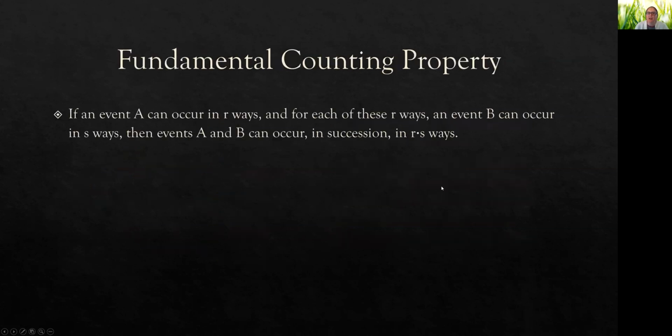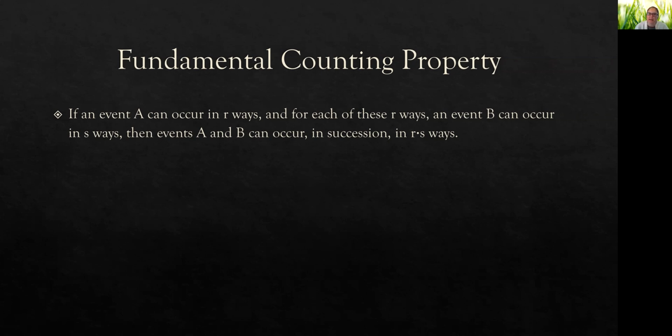Okay, but this brings us to something called the fundamental counting property. It says if event A can occur in R ways, and for each of those R ways, event B can occur in S ways, then if A happens first and then B happens, this can happen in R times S ways. Okay, so that example actually had 3 events, and the first event could happen in 4 ways.